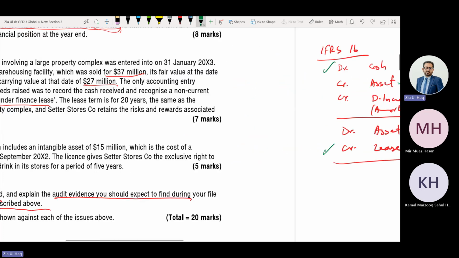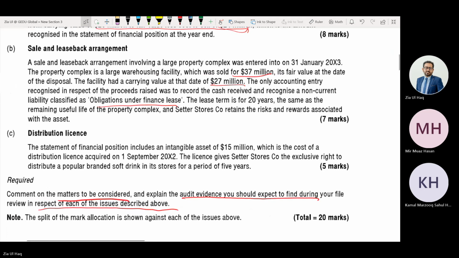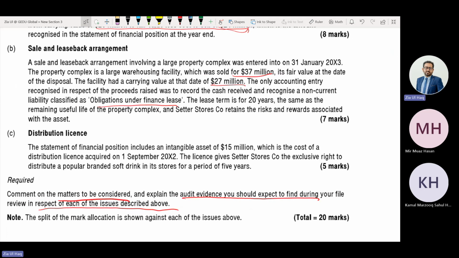So what happened here? The lease term is for 20 years, the same as the remaining useful life of the property complex, and Saturn Store Company retains the risk and reward associated with the asset.